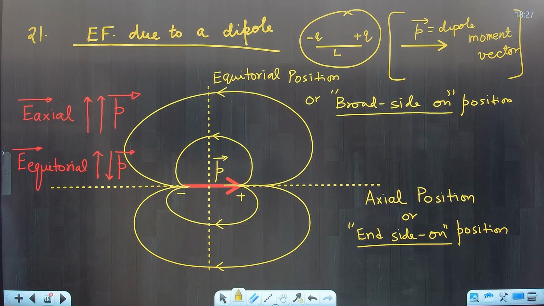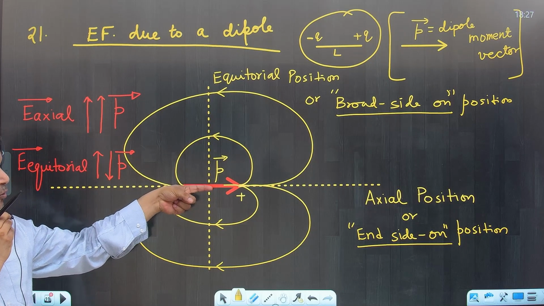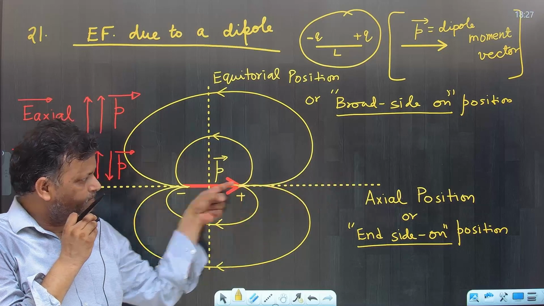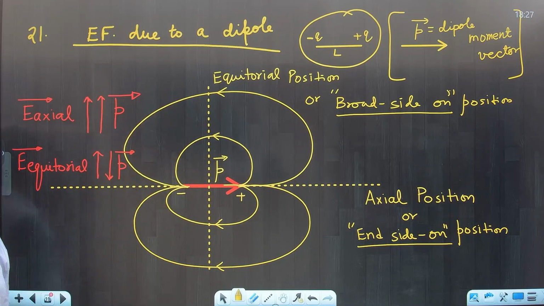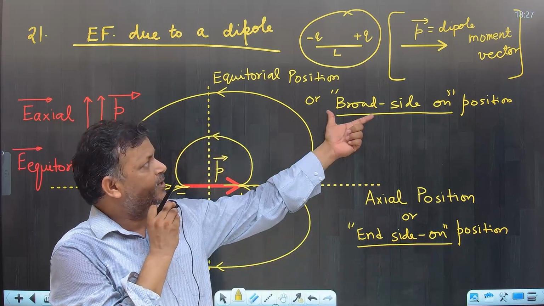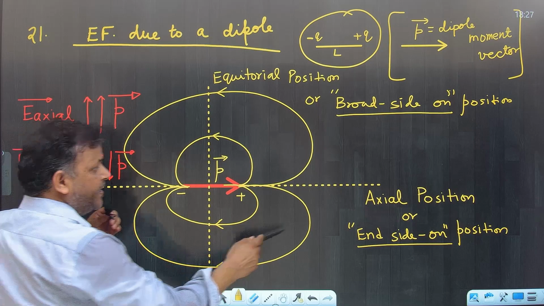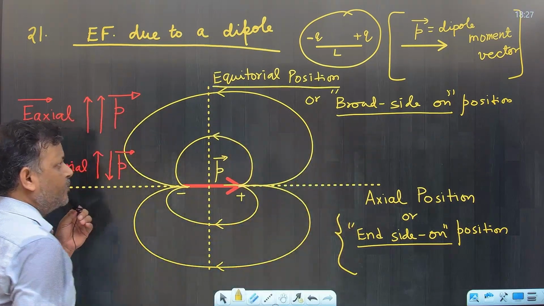So we should understand the electric field lines due to these two systems. This is the dipole moment vector, and there are two positions. One is the axial position, along the dipole. The other is across the dipole, the equatorial position. The axial position is called end side on, and the equatorial position is called broad side on position.